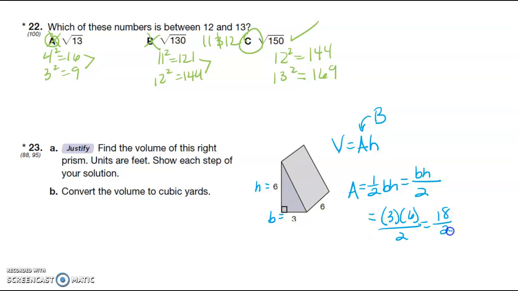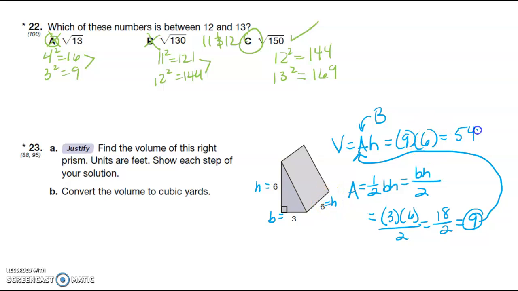Which is 18 divided by 2, which is 9. So this number is not the answer. It's going to go right here. We have 9 times. Now this is the H for the volume. And this is in feet cubed.